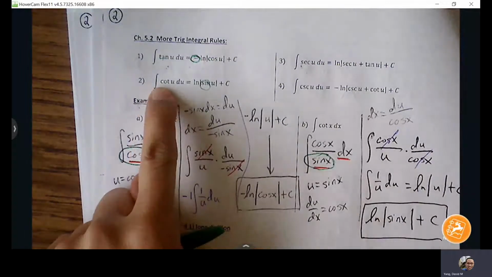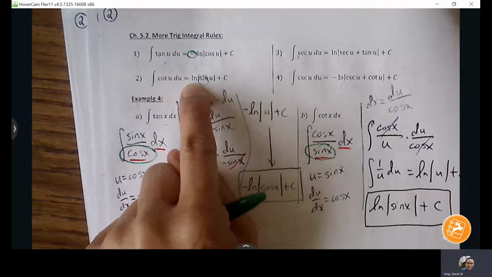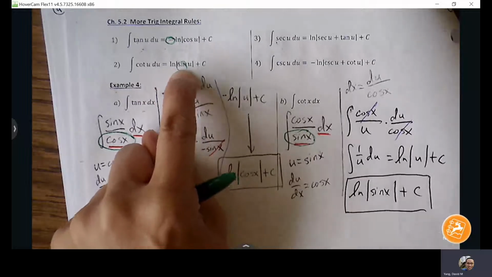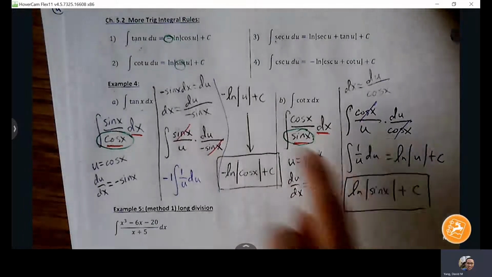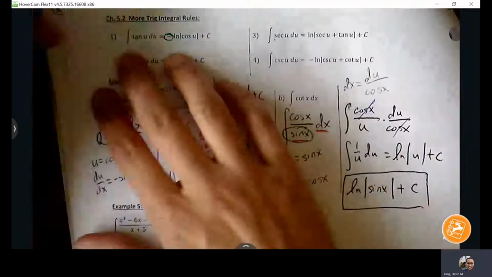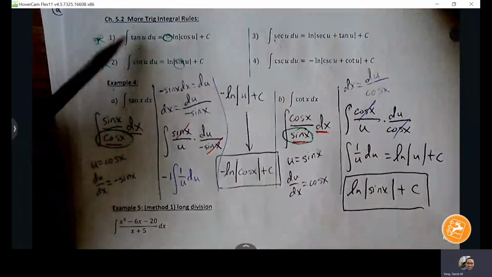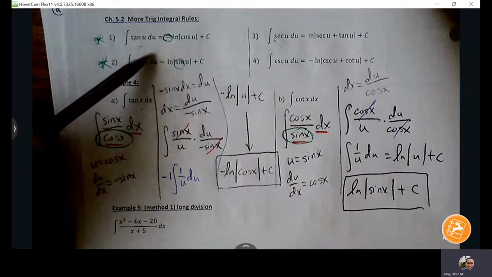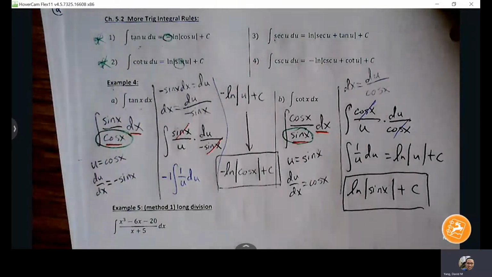Same thing with cotangent, right? We associate cotangent with negatives, but in this case, it's going to produce a positive natural log of sine u because sine's derivative is positive cosine, and that's why there's no negative that shows up. Okay, so I just want to share with you those are the common things that I see. It's easy to get those two negative and positive mixed up because it doesn't follow the previous patterns that we've seen.